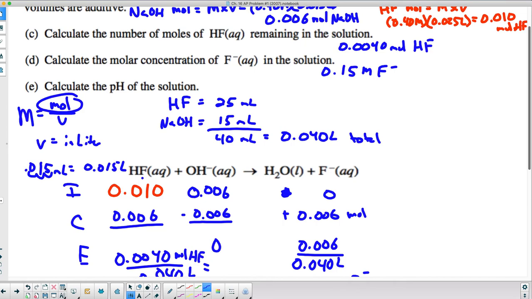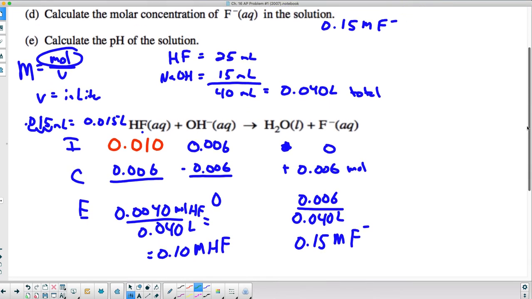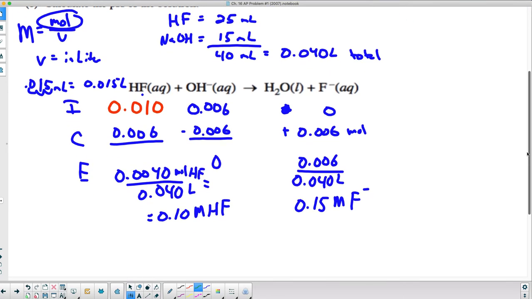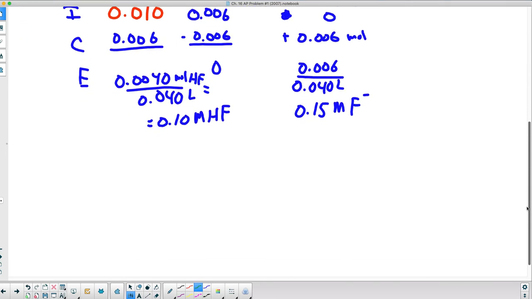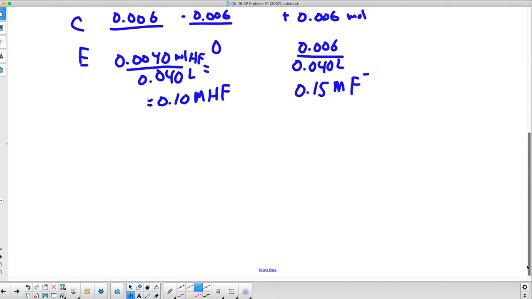Now I have to do an equilibrium problem. This one's not too tough though. So let's go back down here. I'm going to need some room for this. Whew, that took a while. Okay, in a different color now, I'm going to do the last part of this. That's going to be HF again, in equilibrium with H plus, which is the one I'm looking for, plus F minus.